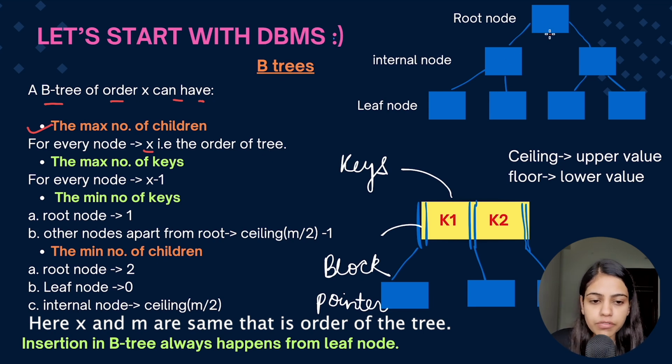So the maximum number of children any node can have is x, that is the order of the tree. Now coming to the maximum number of keys. The maximum number of keys for every node is x minus 1. Now why is it x minus 1?